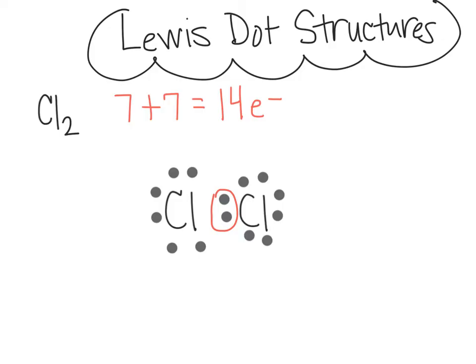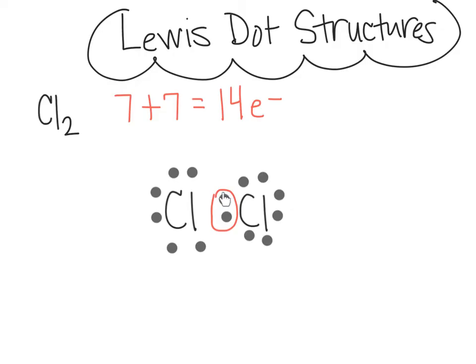And then we go back and check. We were only supposed to use a total of 14 electrons. So we're going to count all of them up together, and hopefully it adds up to 14. Okay, so let's count. 2, 4, 6, 8, 10, 12, 14. All right, and that matches.